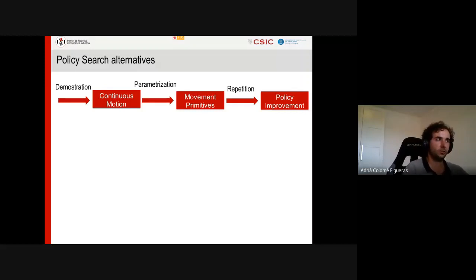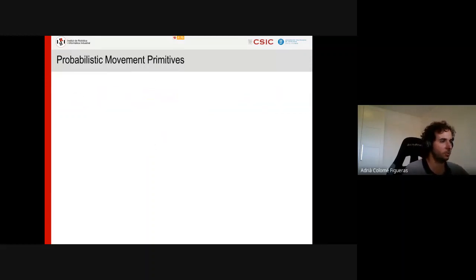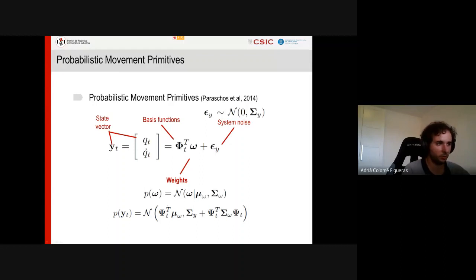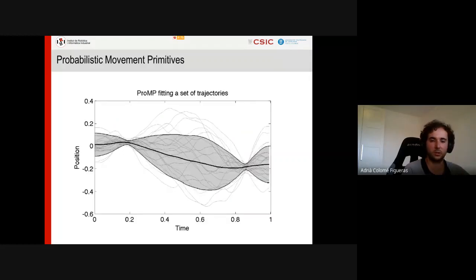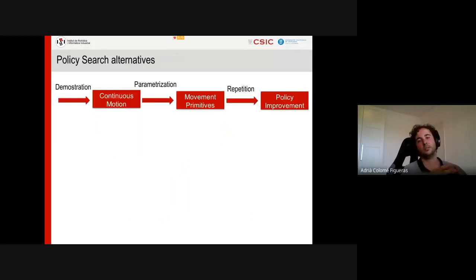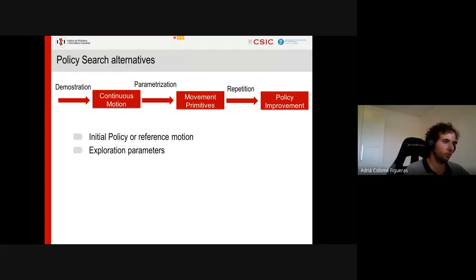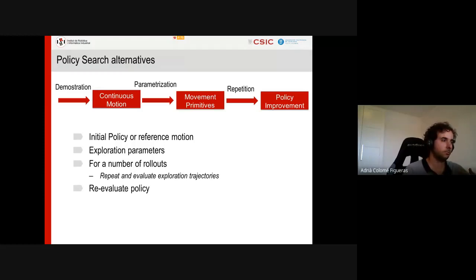So imagine you have some demonstrations. This is a continuous motion, and then we parameterize it with movement primitives. And then we generate samples. In the case of probabilistic movement primitives, you have p of omega equals normal of omega given mu omega, sigma omega. You can generate samples from this distribution and execute them on the robot. So you generate new trajectories within this distribution. You explore in the parameter space, and for every sample you evaluate the trajectory. When you have some trajectories, you can use a policy search or reinforcement learning algorithm to re-evaluate the policy, restricting it to an area where the robot is behaving better.